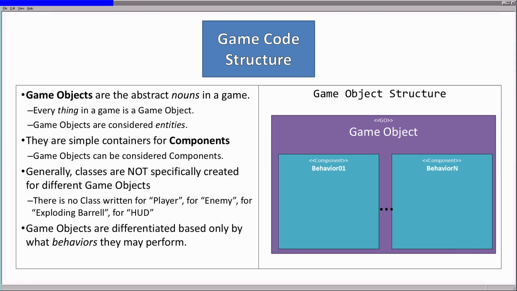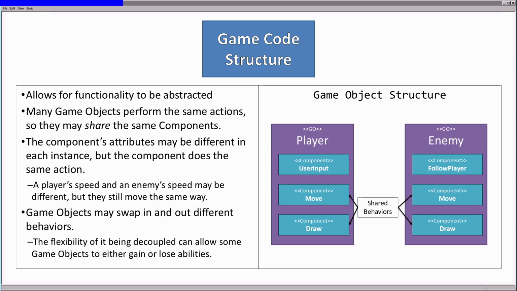Generally, classes are not specifically created for different game objects. There is no class written for player, a different class for enemy, and a different class for exploding ball, or a different class for a heads-up display. Game engines commonly have one universal game object data type, which is not intended to be extended via programming inheritance, but instead just acts as a simple container for the components and some additional metadata. Game objects are differentiated based only by what behaviors they perform. The difference is not in the data type, but rather how it behaves.